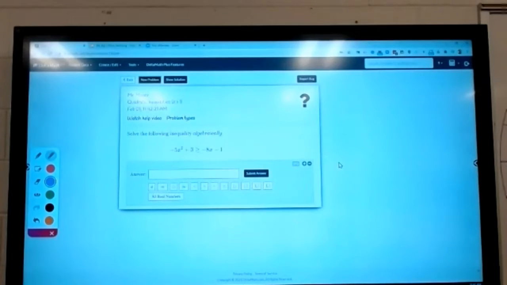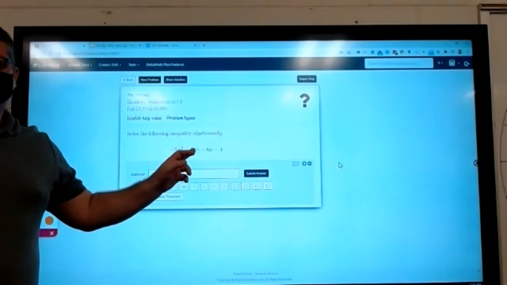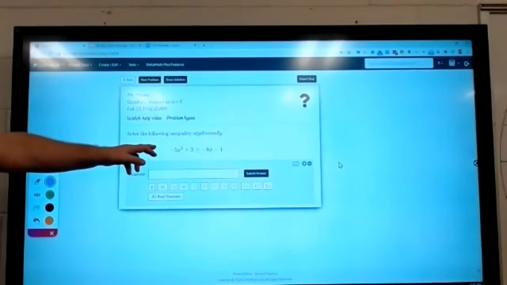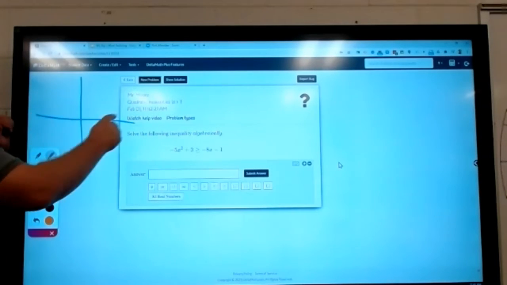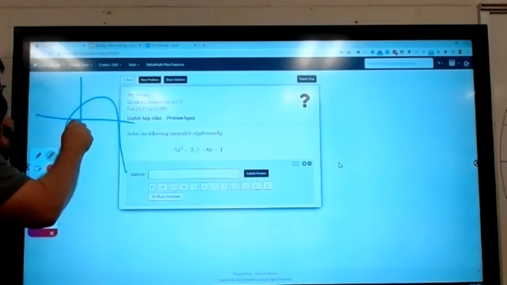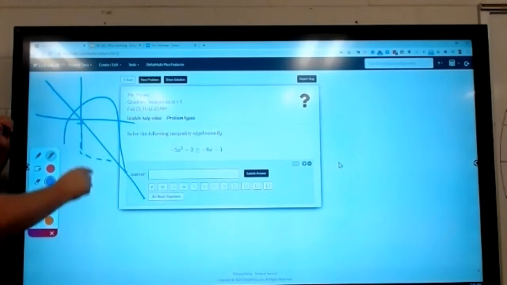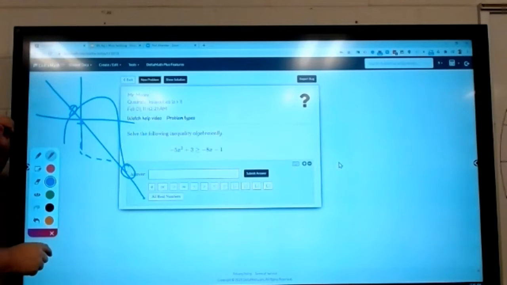Go fast. Here we go. All right, first things first. What do I do? Everything to one side. Now, by the way, I could technically do this with 2 graphs. Could I graph this parabola and then graph this line and then figure out where they cross?